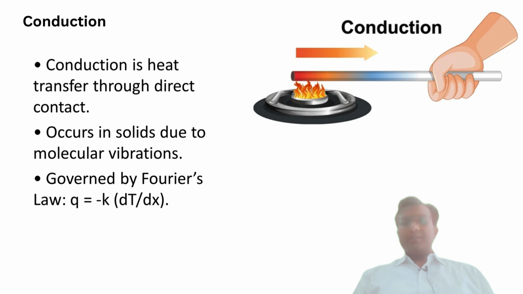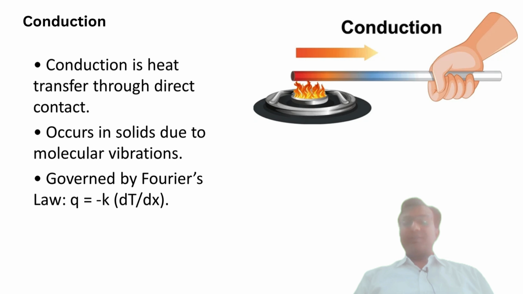Now let's start with conduction, the first mode of heat transfer. Conduction occurs when heat moves through a material without the movement of the material itself. And it's most common in solids where molecules vibrate and pass energy to their neighbors. Imagine touching a hot metal rod. The heat travels from the hot end to your hand through molecular collisions.